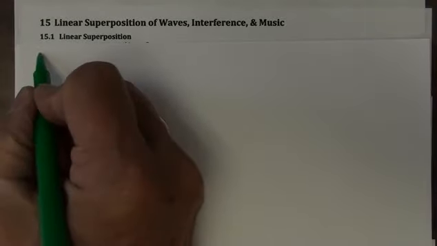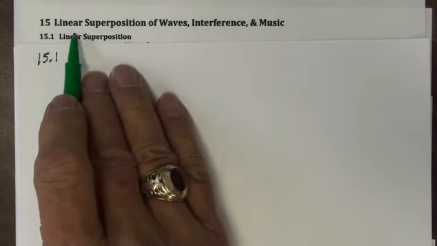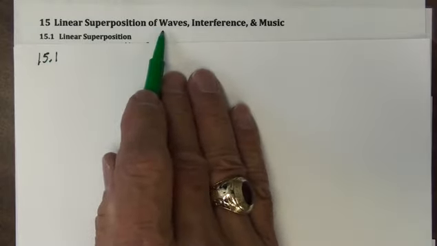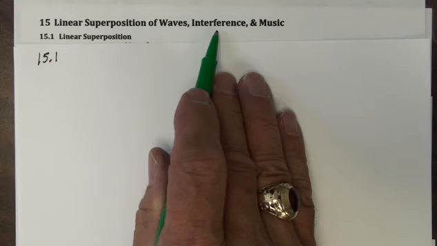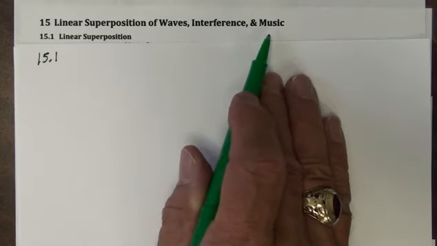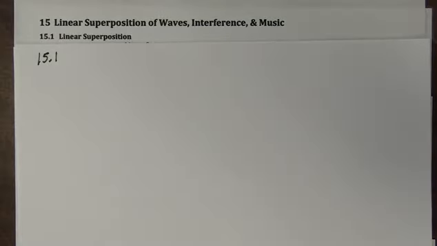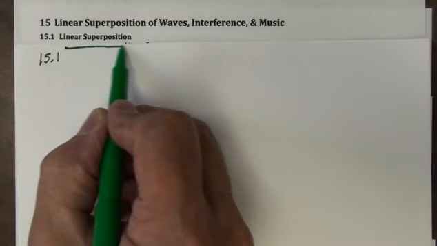This next section is 15.1. We're in the general chapter or subject area of linear superpositions of waves, interference of these waves, and how we get music. What is music in terms of the sense of sound, stimulates our ears and our emotions. And our first topic here is the concept of linear superposition.